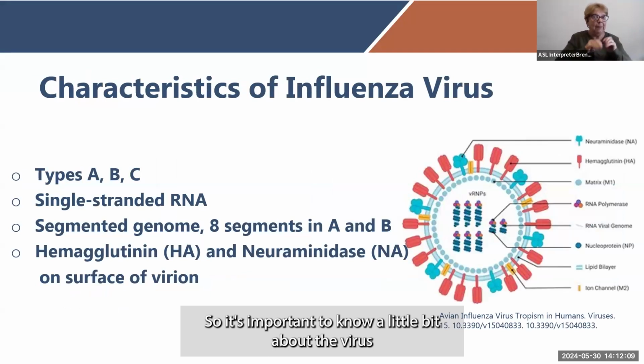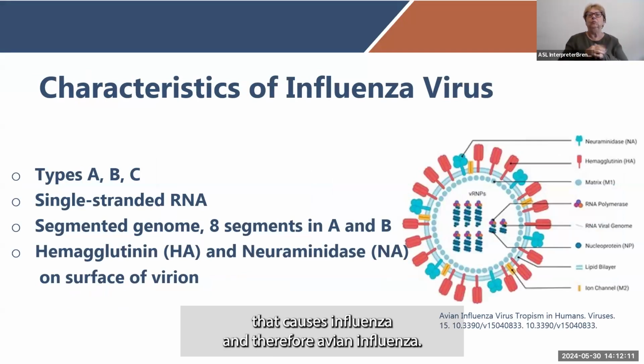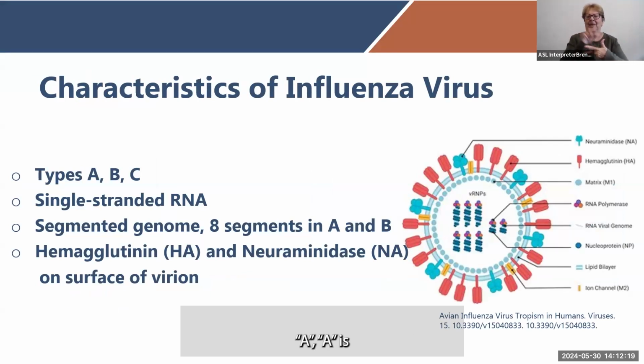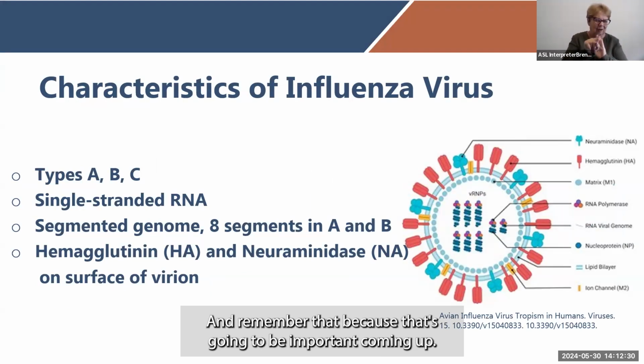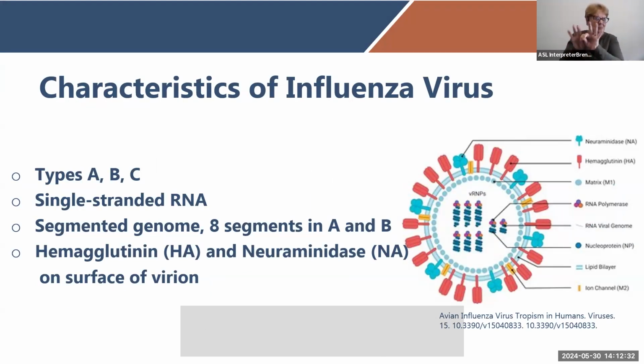So it's important to know a little bit about the virus that causes influenza and therefore avian influenza. There are three types. We're really only concerned with A. A has what's called a segmented genome. It's got 8 different segments you can see in that little graphic. And remember that because that's going to be important coming up.